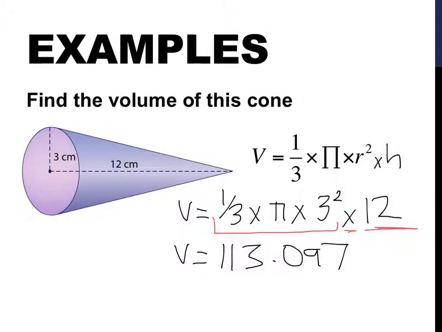And I get an answer of 113.097. That 7 means that the 9 needs to go up, which means that goes to 10. Volume equals 113.10. It's in centimeters, so centimeters cubed. And that's it, guys. That's your very quick tutorial on volume of a cone.